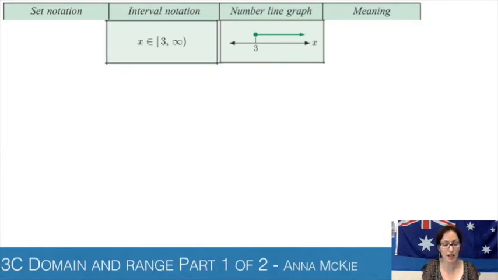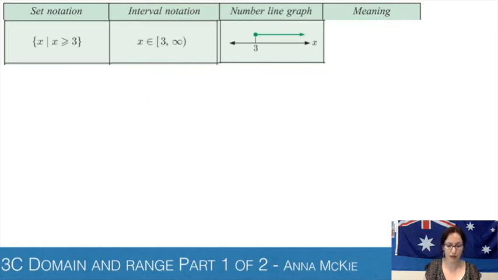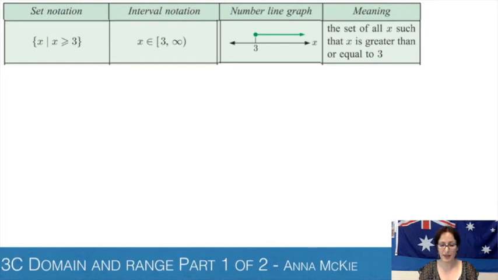The interval notation first is using that symbol, so it looks a bit like an E, but it's round. Square bracket for the 3, but round bracket always for infinity. The set notation, written like that, and it means the set of all X such that X is greater than or equal to 3.